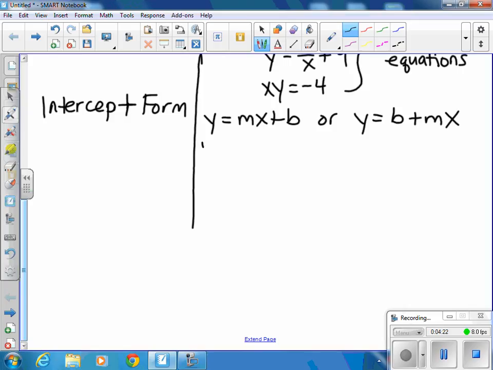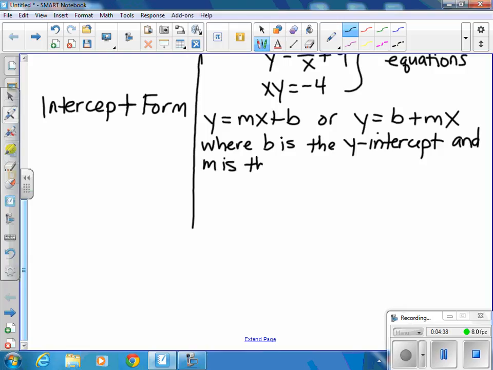And in this model, the b is the y-intercept, and m is the slope. We will devote a whole class period and more to the concept of slope, but for right now you need to know that the letter M is associated with the word slope and the letter B is associated with the word y-intercept.